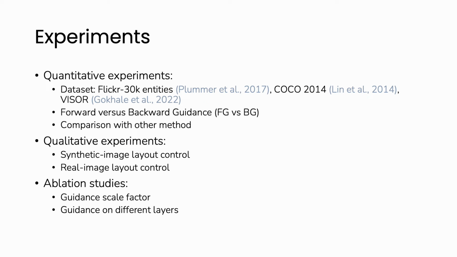Now let's turn to the experiment section. We quantitatively evaluate our methods mainly on three datasets: the Flickr30K Entities, the COCO 2014, and the VISOR benchmark. We compare the proposed forward guidance and backward guidance, and find that the backward guidance achieved better performance.